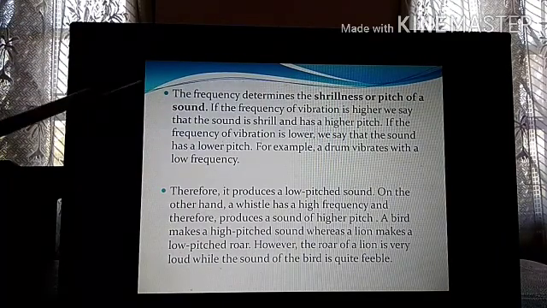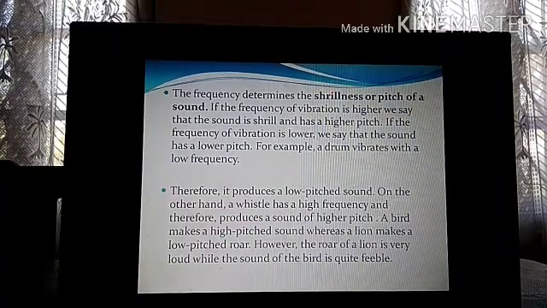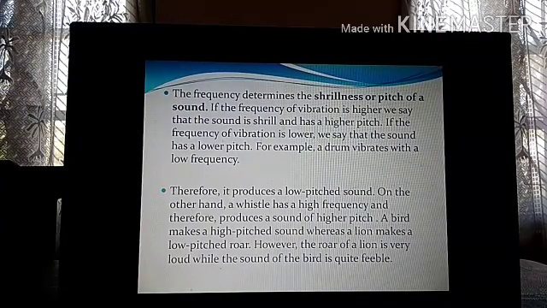So the frequency determines the shrillness or pitch of a sound. If the frequency of vibration is higher, we say that the sound is very shrill. Sometimes, suppose someone is shouting. What happens? It hurts your ears, isn't it? We say, please talk softly, don't shout. So why do your ears hurt? Because if someone is shouting, then the frequency increases, that is, the pitch increases. Got it? The frequency is more. So if frequency is more, we say that the sound is of a higher pitch. So if the sound is of a higher pitch, then your ears will hurt.